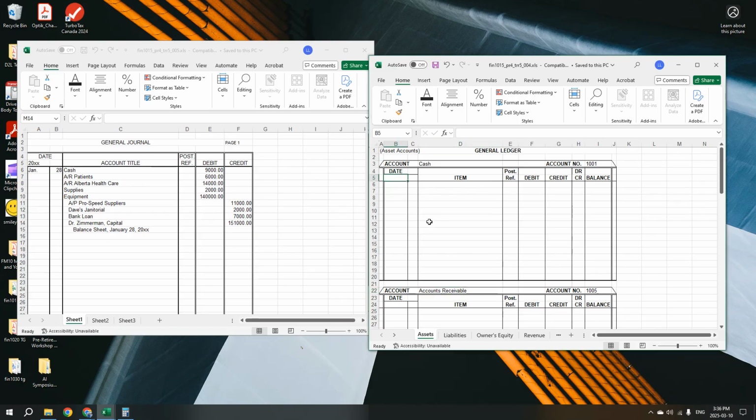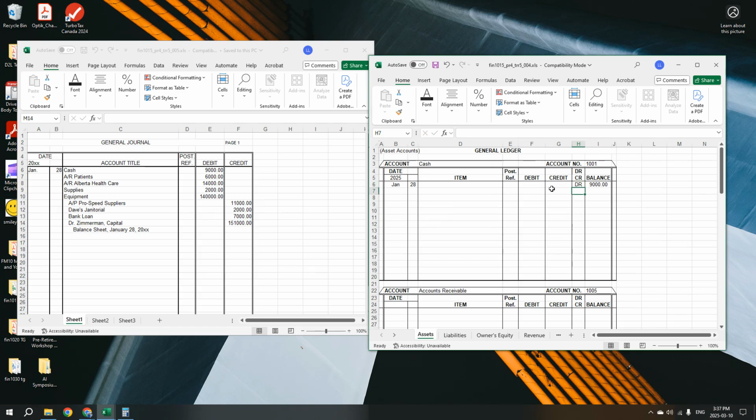Okay, so the date is again 2025. This was in January. Let's do January 28th. And the item, we don't need to put in any item because this is just from our general journal. It is just a balance because we're opening our journal, of $9,000. And for this column, it is either a debit amount if it's an asset or a credit amount if it's a liability or an equity. And since cash is an asset, this is going to be a debit amount.